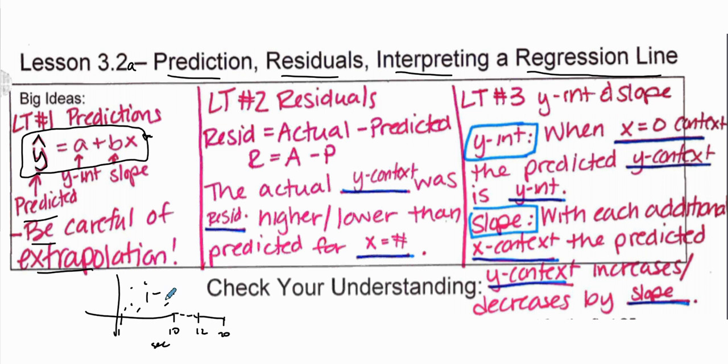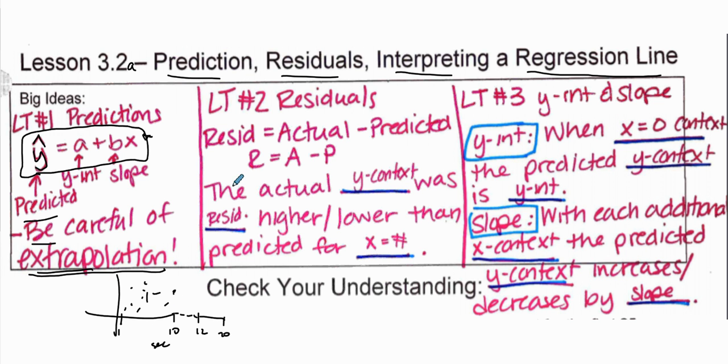As we get farther and farther from our data points, we realize that our line may not be as predictable. It may not give us a prediction that is really good. And so that's what's called extrapolation. We do not want to extrapolate. We want to stay within our data range.